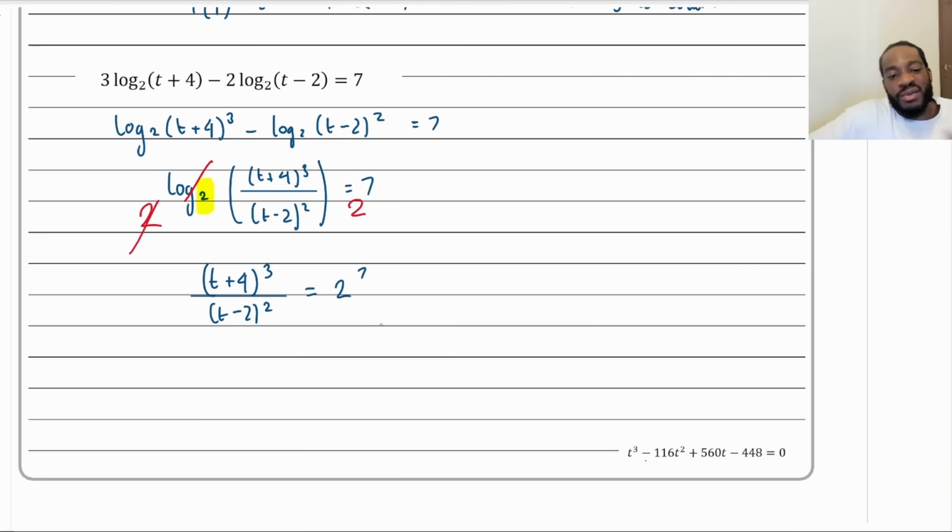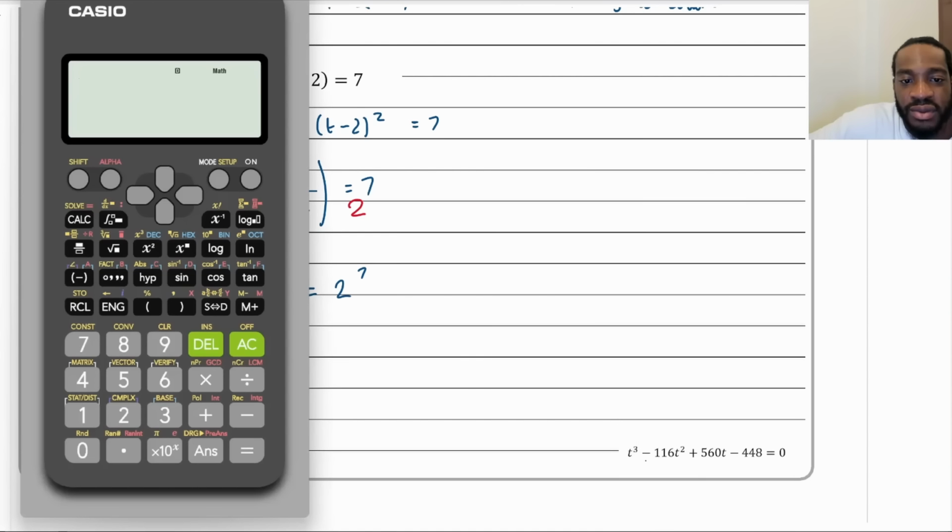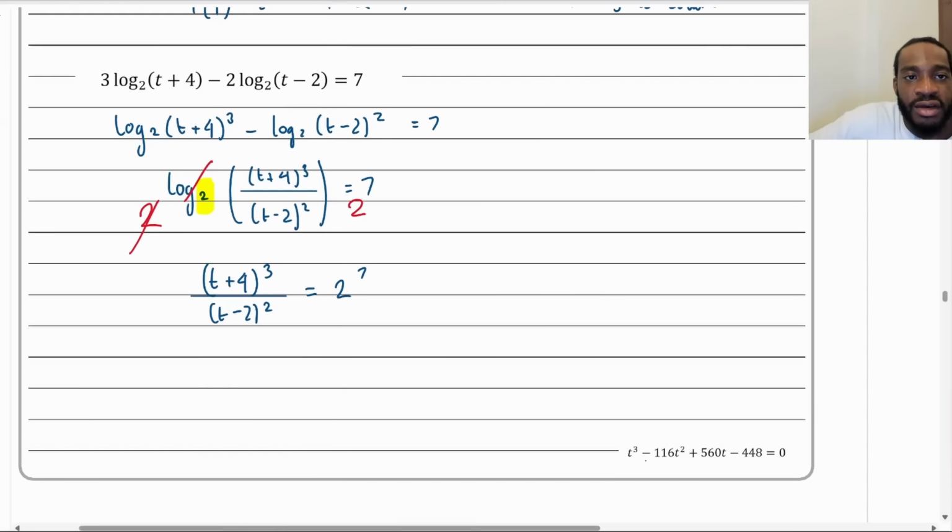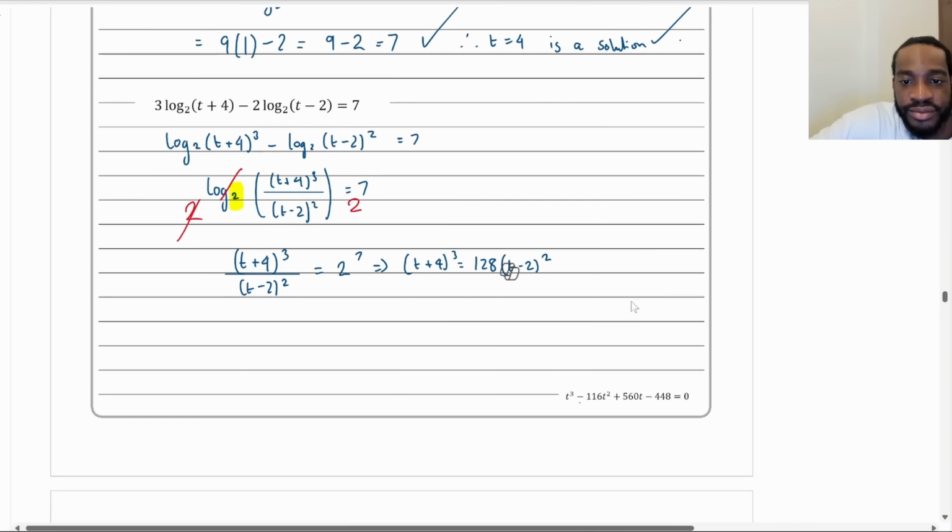And then as you can see, it's just a matter of expanding and simplifying and seeing what you get. What is 2 to the 7? 2 to the 5 is 32, 64, 128. 2 to the power of 7. Yeah. So therefore, what we're going to have here is t plus 4 all cubed is equal to 2 to the 7, which is 128. And then we're going to times by the denominator, t minus 2 all squared. So we just expand and simplify and show that we get that. So let's do it on the next page.